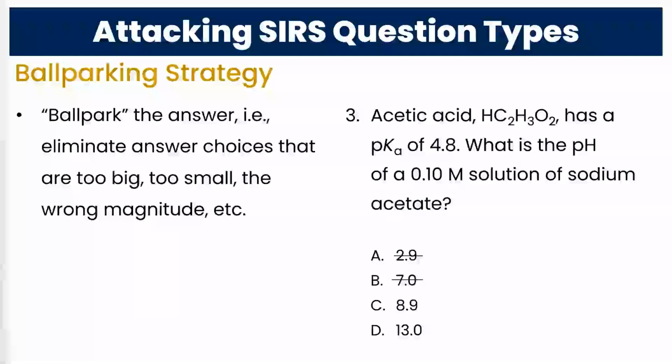Then, is this a strong base or is this a weak base? And in your studying, you should have a good idea of what the strong bases are. Is this one of them? This is a weak base. The conjugate of a weak acid is a weak base. It's a strong conjugate base, but it's a weak base. So if it's a weak base, are we going to have an extreme pH like 13? Or are we going to have a reasonable pH of 8.9?